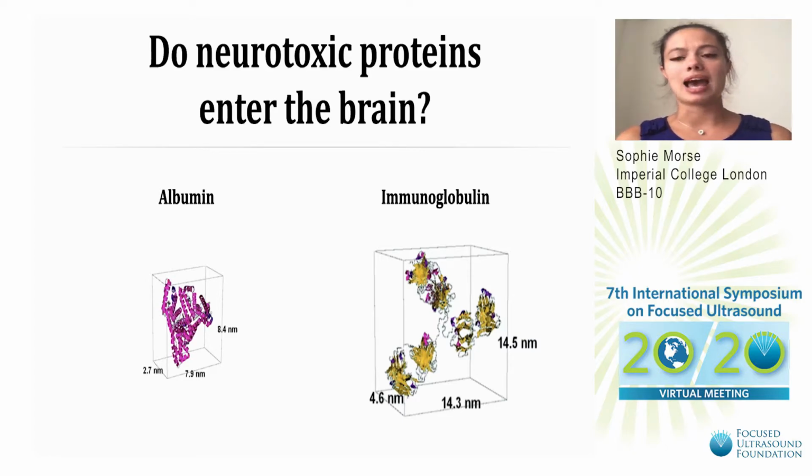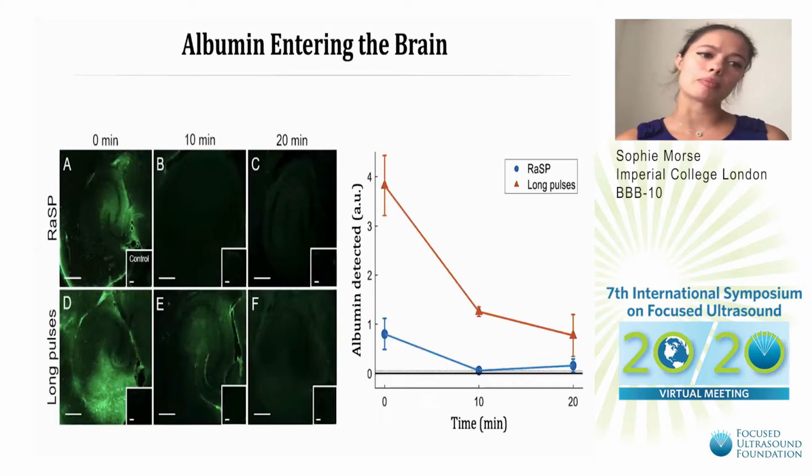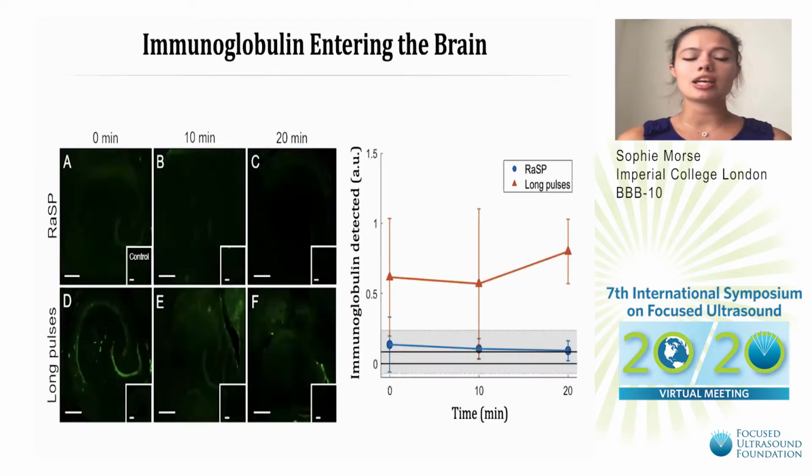So I'm looking at albumin and immunoglobulin. Immunoglobulin is a slightly larger protein, almost double the size of albumin. Now, in terms of albumin, what we see at an initial time point, 0 minutes, is that with the RaSP sequence, we get 4.7-fold less extravasation into the brain compared to the long pulses. And at 10 and 20 minutes, we get none at all. So whatever is getting into the brain at an initial time point is being excreted within a very short amount of time.